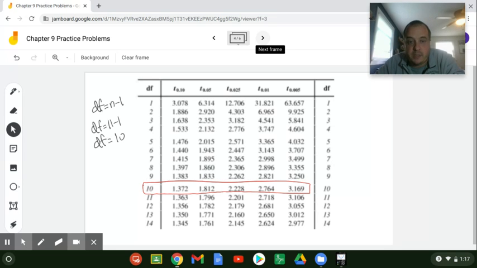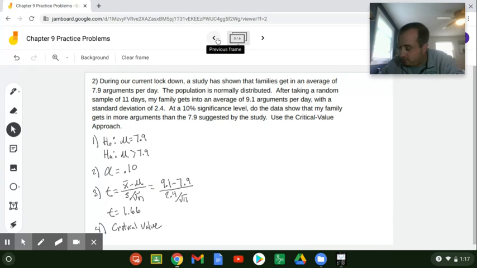Now, what's my alpha level? My alpha level is 0.10 right here. So if I go down right here, my critical value is going to be 1.372. This is a right-tailed test, I'm talking about greater than, so it is positive. We're going to leave that number positive like it is. If it was a left-tailed test, we would just make that a negative number because everything's symmetrical on our distributions. So now I know that my critical value is equal to 1.372.